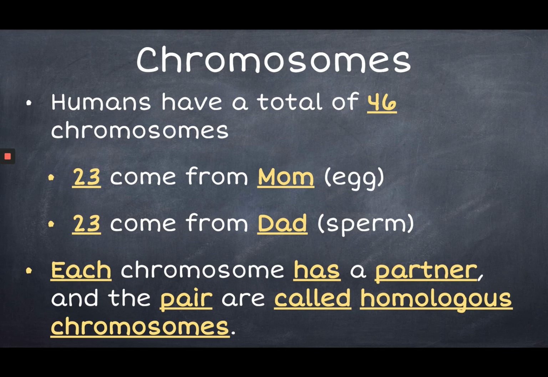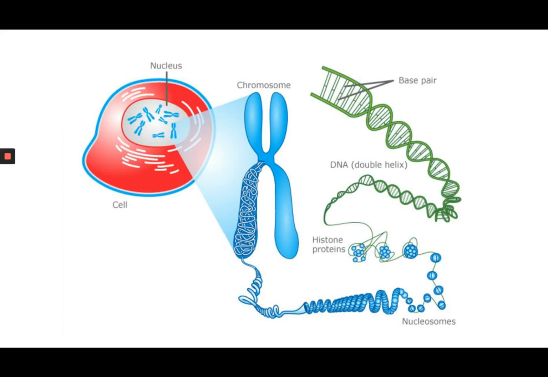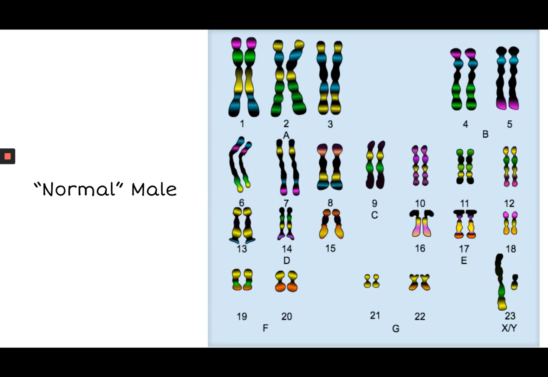Now, each chromosome that we get from mom has a partner from dad, and we call that pair a homologous pair, a homologous set of chromosomes. So again, you've got your nucleus, you've got your chromosomes. Inside that nucleus, you unwind your chromosomes, you get some DNA, you've got segments of DNA we call genes, and we inherit this from our parents in the form of sperm cells and egg cells.